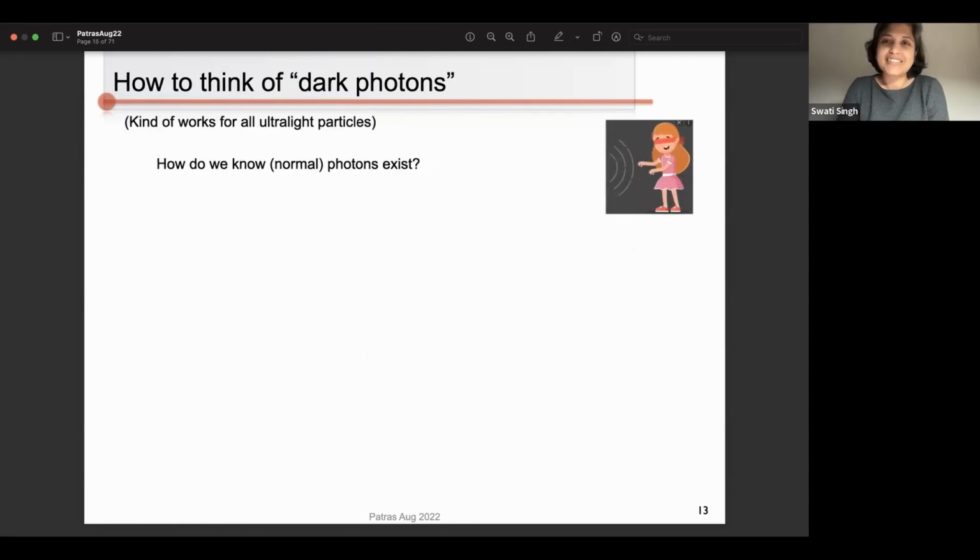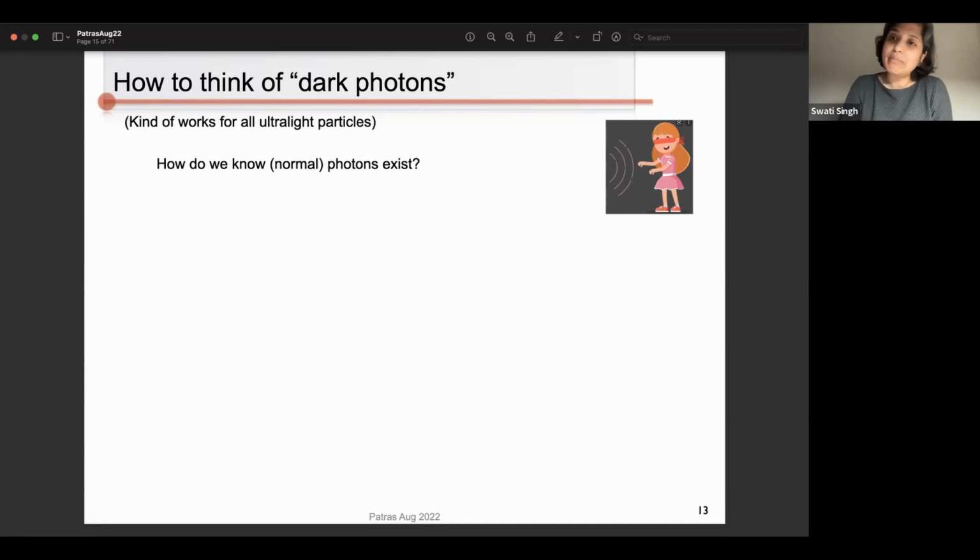So I personally am relatively new to the field, just 3-4 years, maybe even less. And I've found it very helpful, and I'd encourage all the students in the audience to think about it this way: before you go thinking about dark photons, which is what people call it if this new particle is a spin 1 particle, try and think about normal photons.